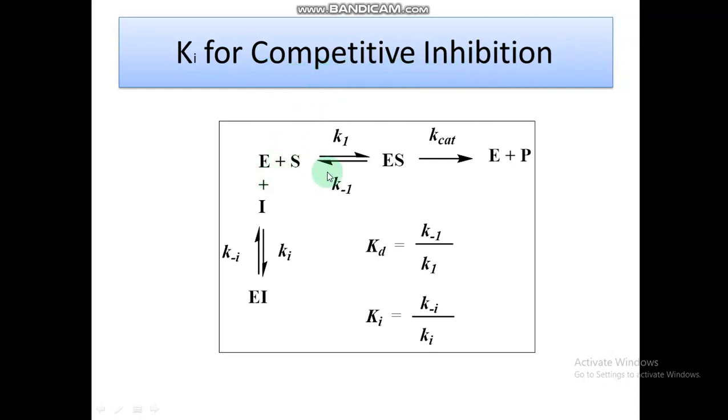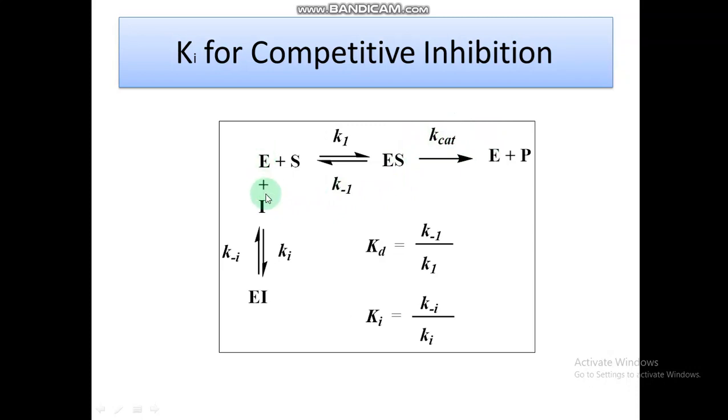If you look at the normal reaction of the enzyme substrate complex on the left side, the first step is reversible. Here K1 is the rate constant for the forward reaction, and K minus 1 is the rate constant for the backward reaction. The dissociation constant Kd is the ratio of the rate of the backward reaction divided by the rate of the forward reaction. Then we get the product, with the constant K catalysis.